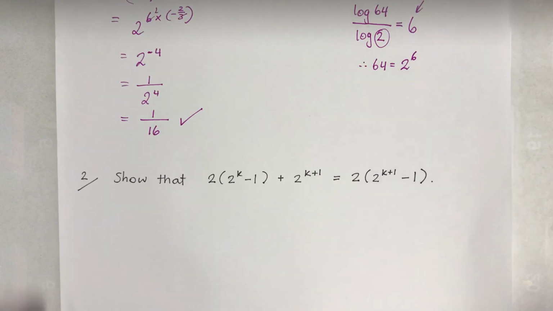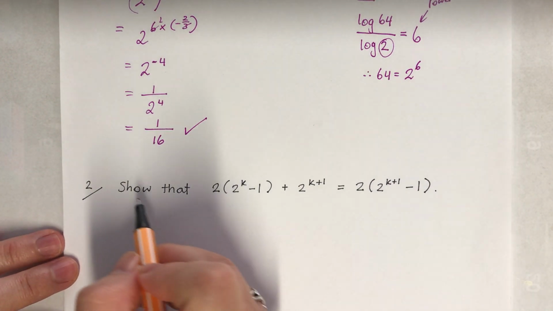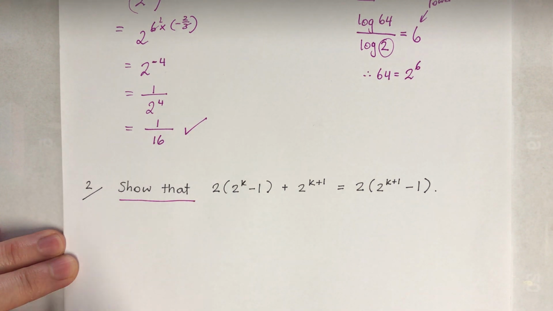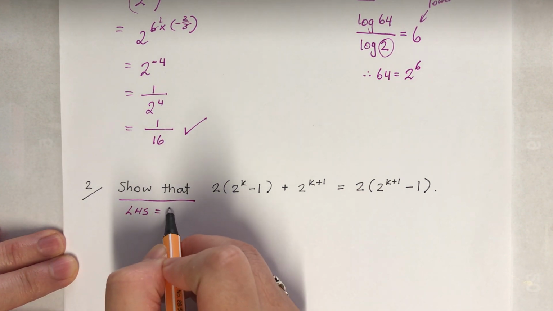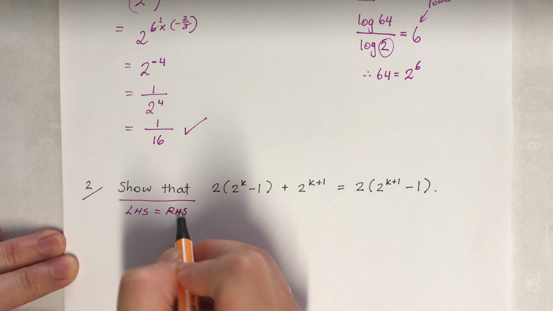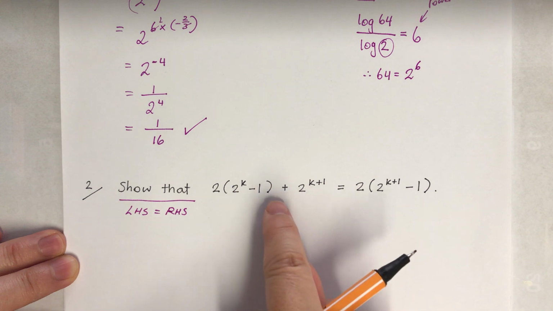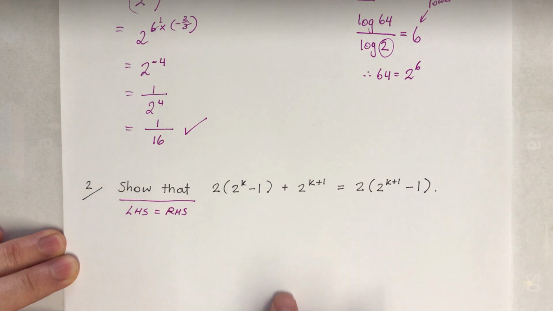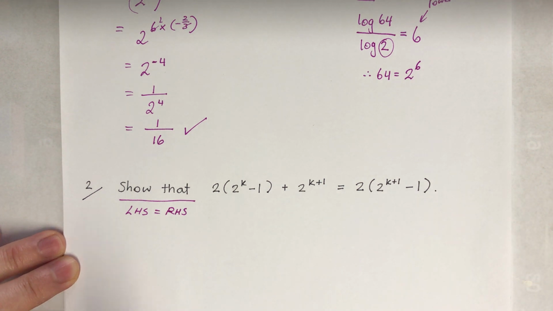Okay, next one. Show that. Now, highlight or underline this. Show that, basically think of as left-hand side equals right-hand side. Okay, so that's what we are trying to do here, so that we prove it to be equal to match up with the right hand side.